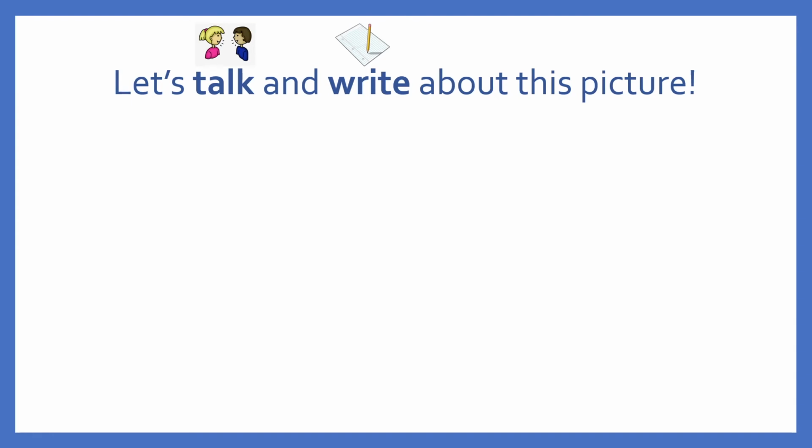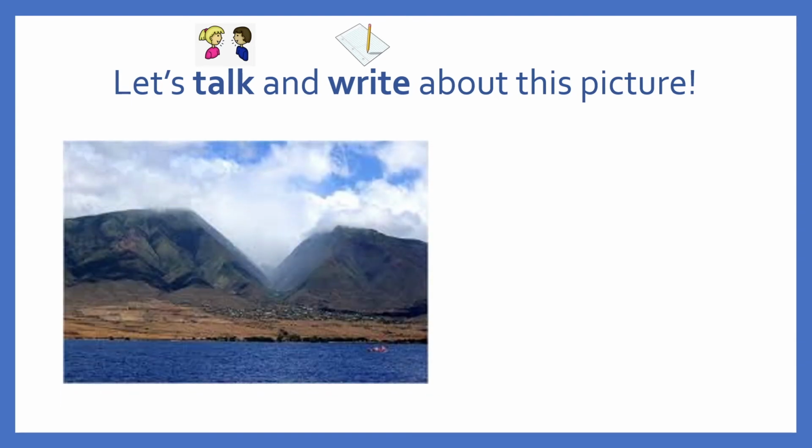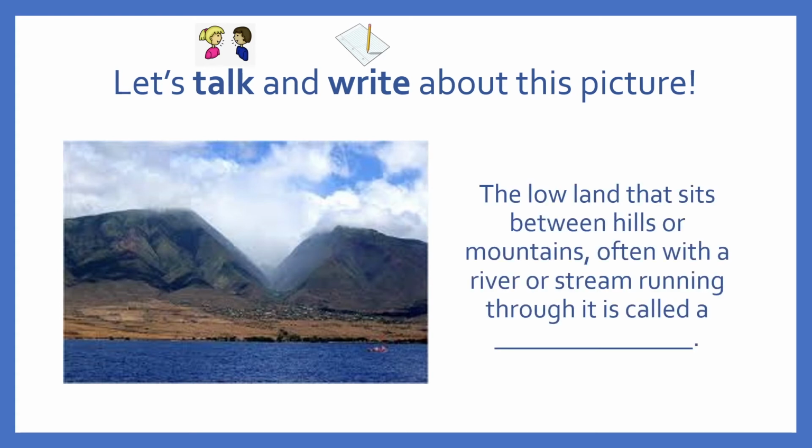Let's look at another one. Do you remember what this one was? Let's read about it and see if we can finish the sentence. The low land that sits between hills or mountains, often with a river or stream running through it, is called a... What is this called? Do you remember? It is a valley.